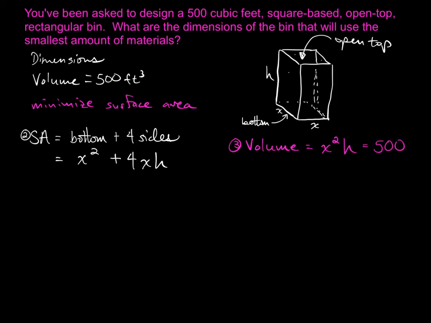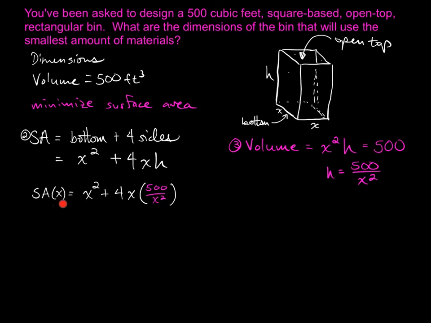Which variable do you want to solve for? We can solve for x, we can solve for h. I'm going to guess that you would want to solve for h here. If you solve for x, then you have to take the square root of a side and then tell me if you have to use the positive or negative version. Let's keep it easy and solve for h. If you divide both sides by x squared, you get h equals 500 over x squared. And what you get to do now is substitute this 500 over x squared in for h in the equation we are trying to optimize. So when you do that, it'll look like this.